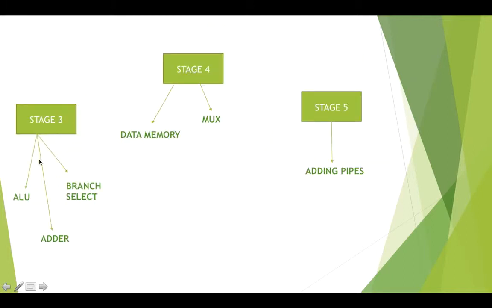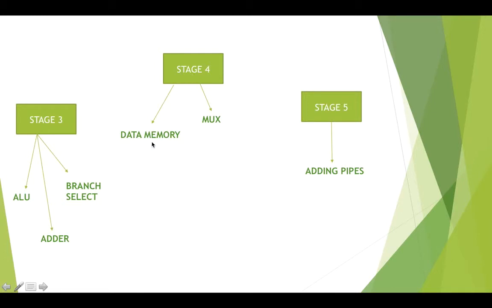Stage 3 is the execution stage where you have the ALU, the adder and the branch select. The ALU is the only module which is responsible for the manipulation of data here. The adder just adds the two 32-bit inputs and gives us a 32-bit output. The branch select here is used to produce a control signal to select between the branch address and the normal PC plus 4. Then you have stage 4.